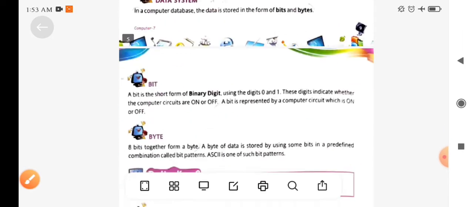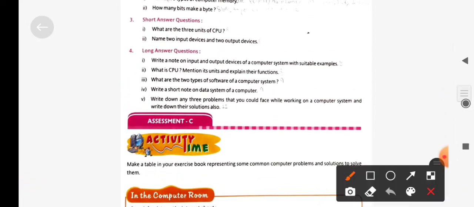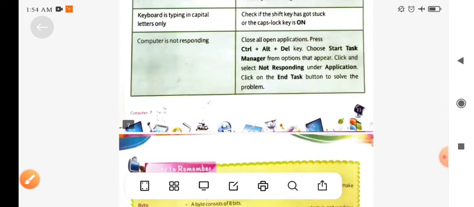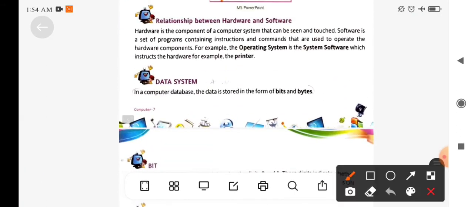Now see the question number 4 of your long answers. Fourth one is write a short note on data system of a computer. Everything about data system we have to write down. So open page number 9 for that. Now on page number 9 you see what we have over here. You have to start writing from the last line.